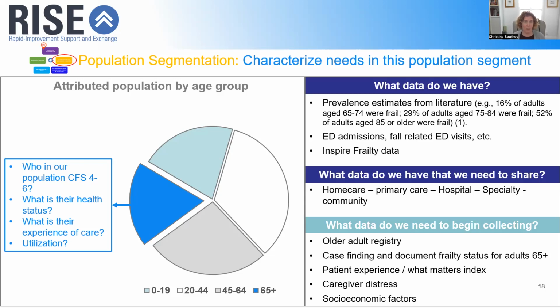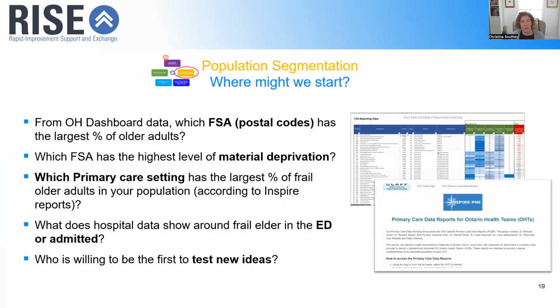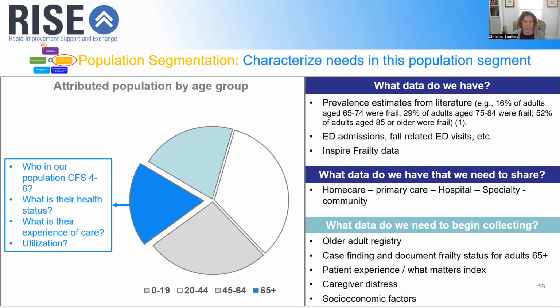And then, of course, there's likely a whole slew of insight from those within your community who are already working within this space: home care, primary care, hospital, specialty, community paramedics, who are likely seeing folks in the course of their work and might have insight to share around the trends in this population and the needs we might be able to address. And then there's also going to be information that we don't have that we want to be able to address.